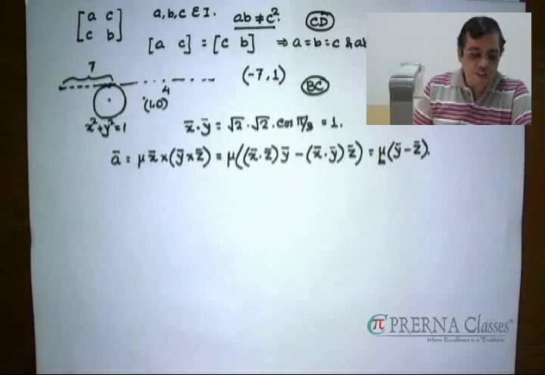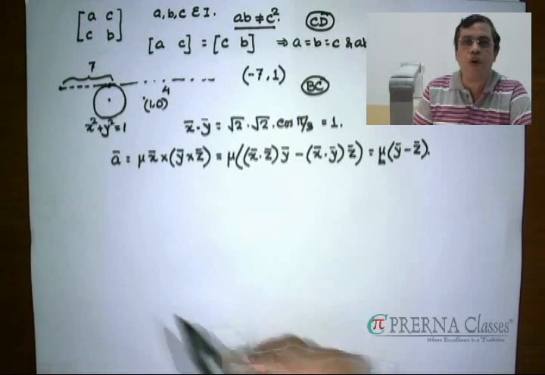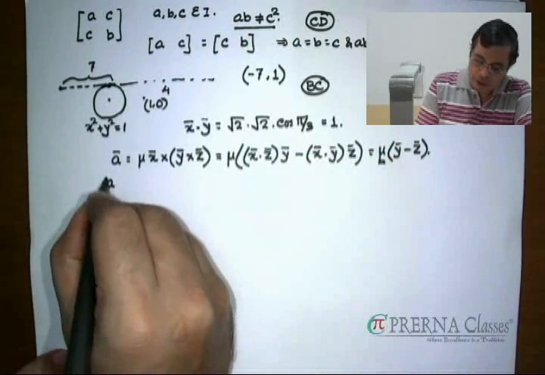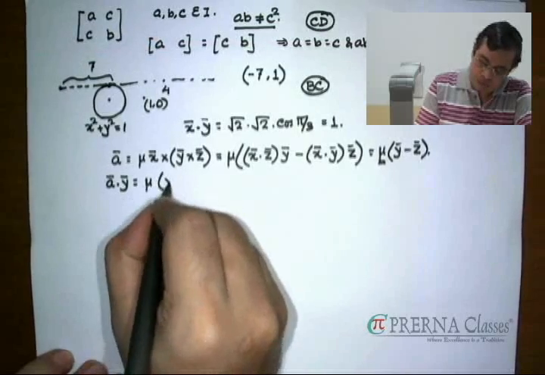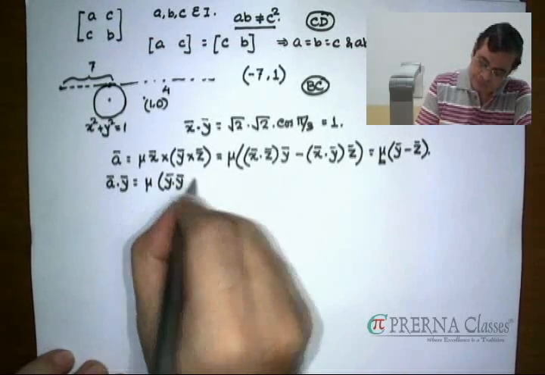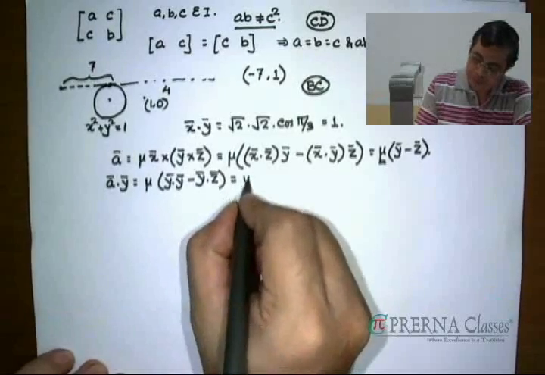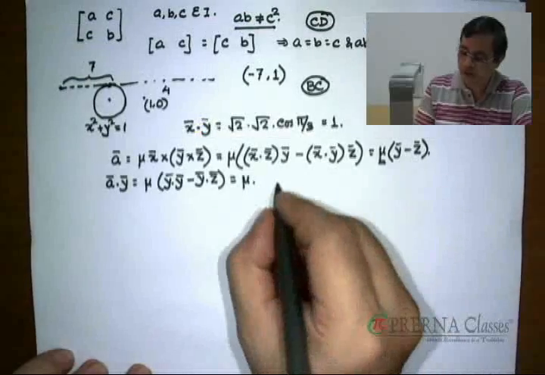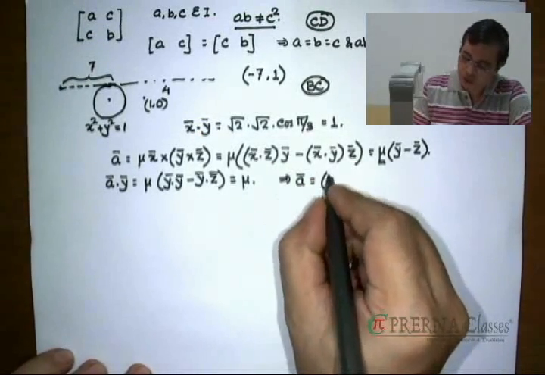To determine the value of mu, if you observe the second option, that is dealing with a term like A dot y. If I then take the dot product of both these sides with y, we get that A dot y should be equal to this. So mu comes out to be A dot y. If you substitute here, that gives us that A should be equal to this.